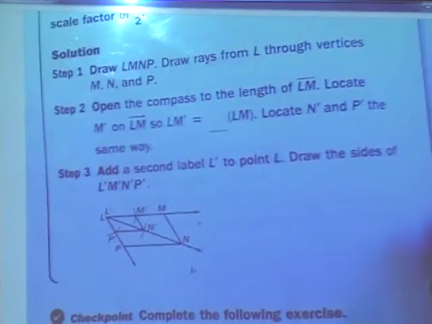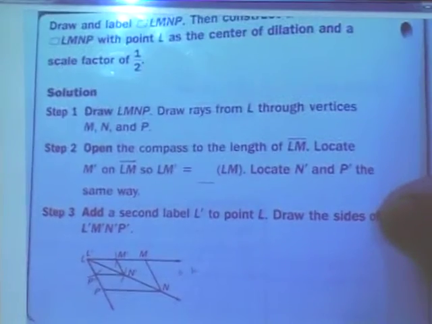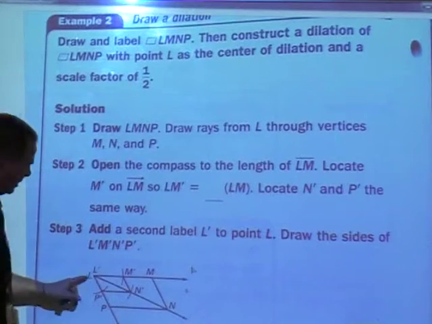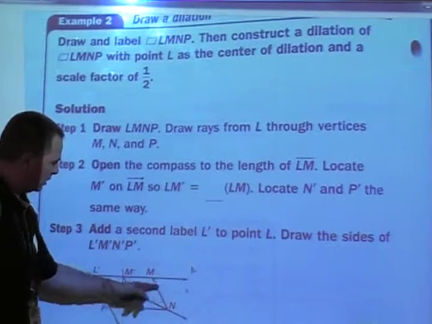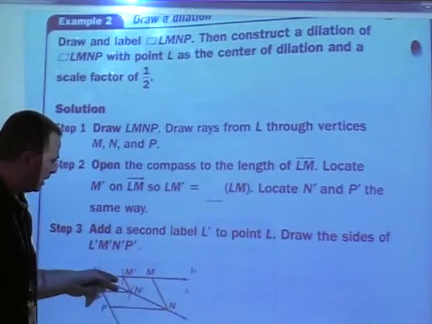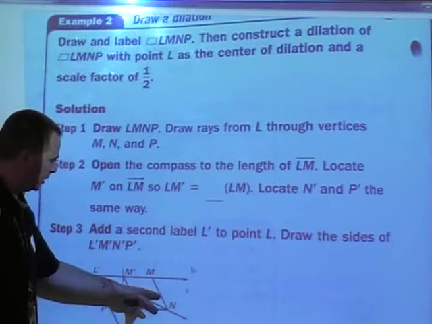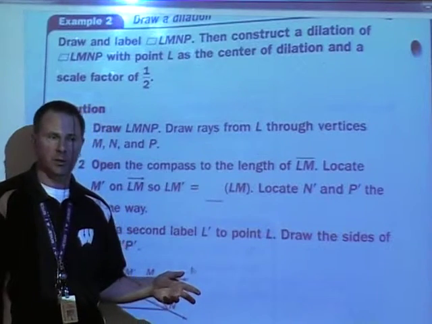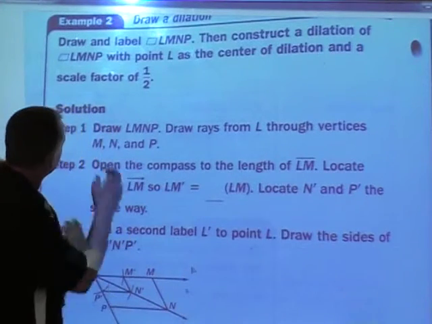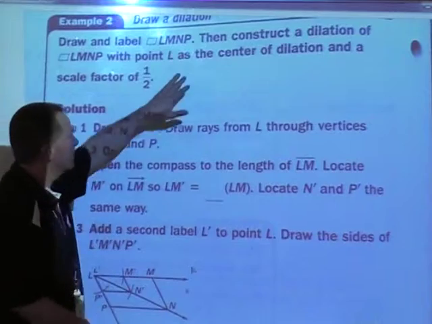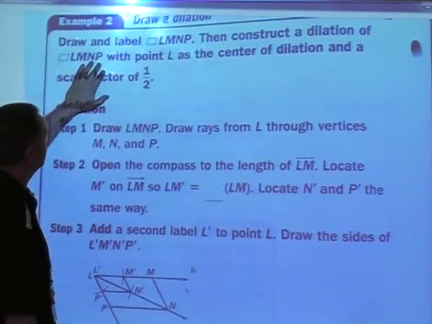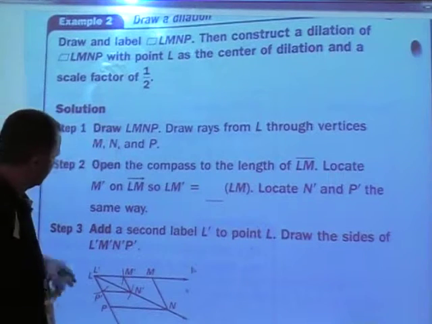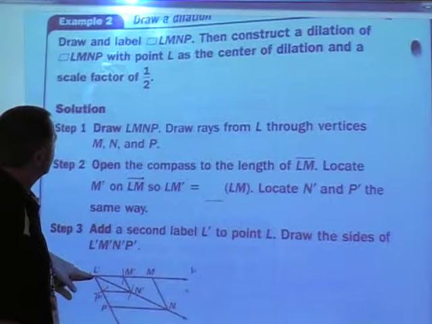Here's a construction. I'll just kind of walk through this real quickly. Draw and label LMNP, which is this down here, LMNP. So the image got smaller, right? Yes. So the pre-image got smaller to the image. So is my scale factor less than 1 or greater than 1? Less than 1. All right. It says construct a dilation of LMNP with point L as the center of dilation, and the scale factor of 1/2.